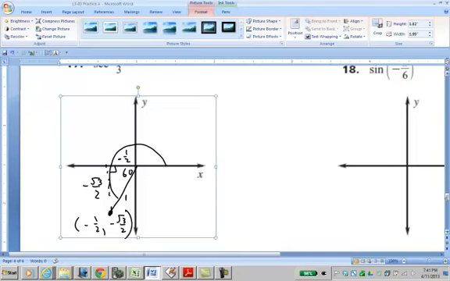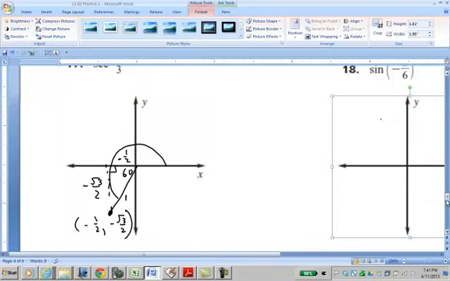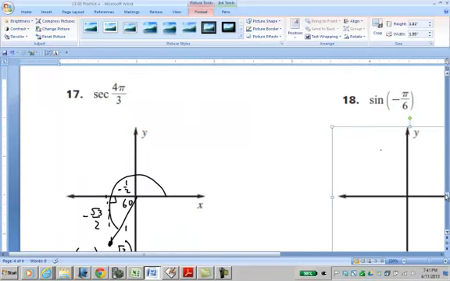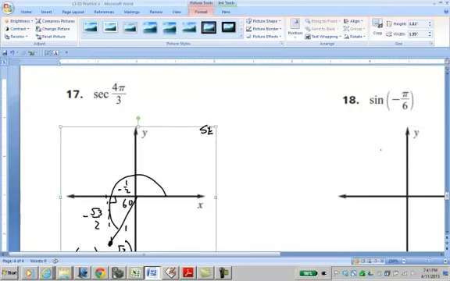Now, the secant, here, I lost the picture here. So the secant equals 1 over the cosine. Alright, so the secant of 4/3 pi is going to equal 1 over -1/2, which is going to equal -2.